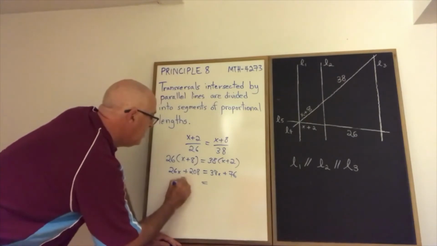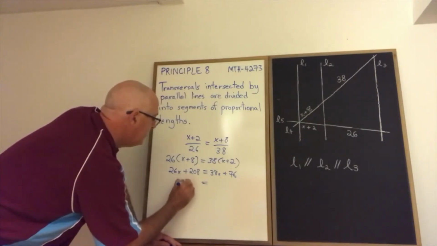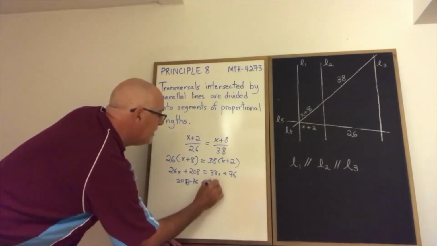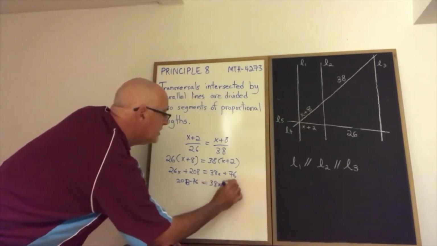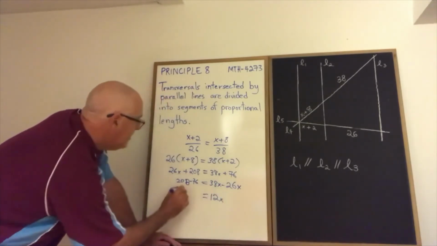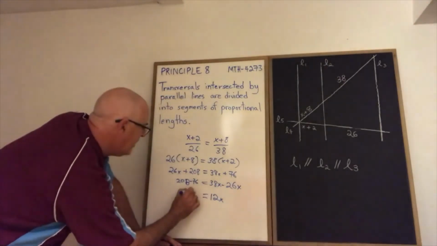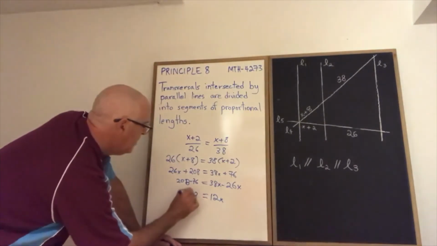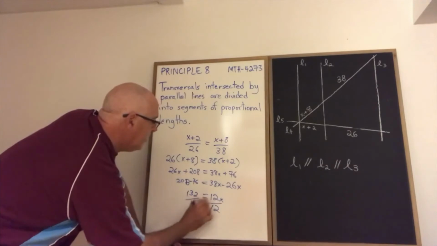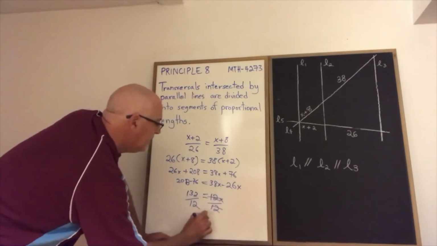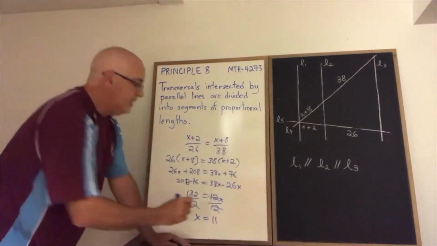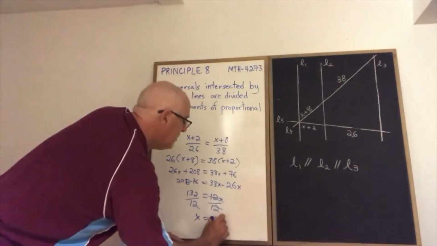So 208 minus 76 must be equal to 38x minus 26x. Here we have 12x. Here we have 132. And then if we divide both sides by 12, we have isolated our variable, and x is going to be equal to 11. I don't have a unit that was given in the question, so I'll use the word units as my unit.